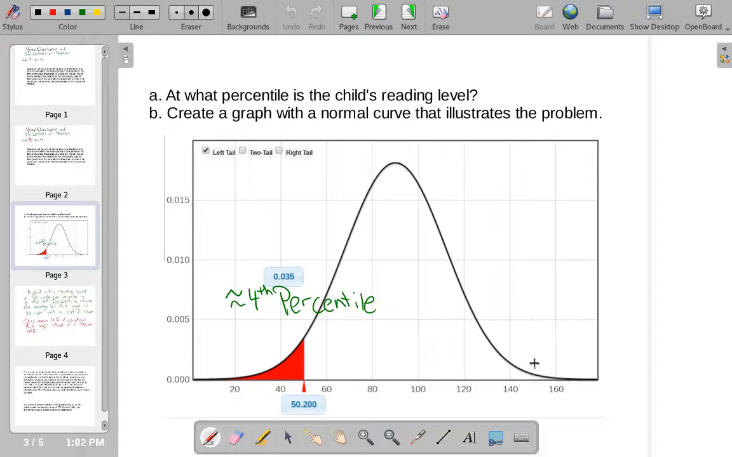And so the rest of this particular problem is for you to write up what it means to be normally distributed, how this tells us about the kids in the 4th percentile, and why this is a problem. What a 4th percentile means. All right, so I'm going to leave you to finish that one up and think about it.